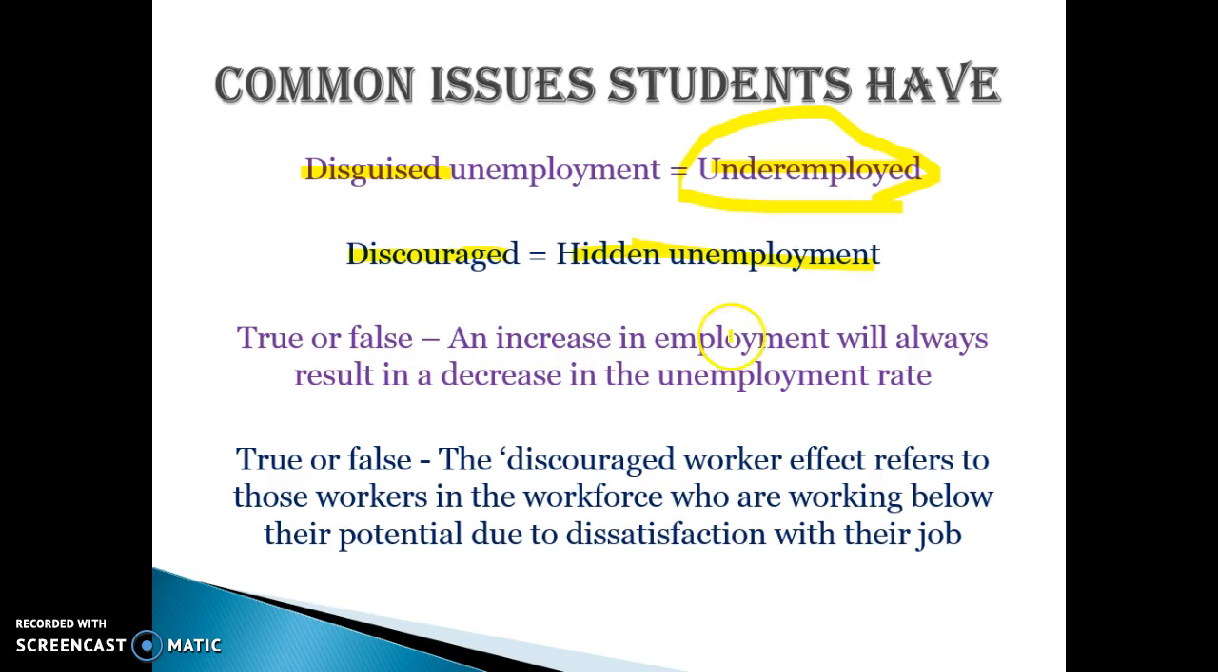True or false? An increase in employment will always result in a decrease in the unemployment rate. That is false. Why? Because it may be because the labour force is getting bigger. True or false? The discouraged worker effect refers to those workers in the workforce who are working below their potential due to dissatisfaction with their job. That is false. That would be the definition of a disguised unemployed or an underemployed person.